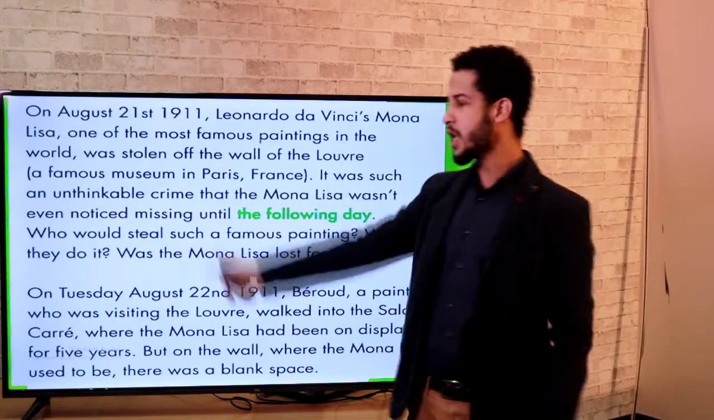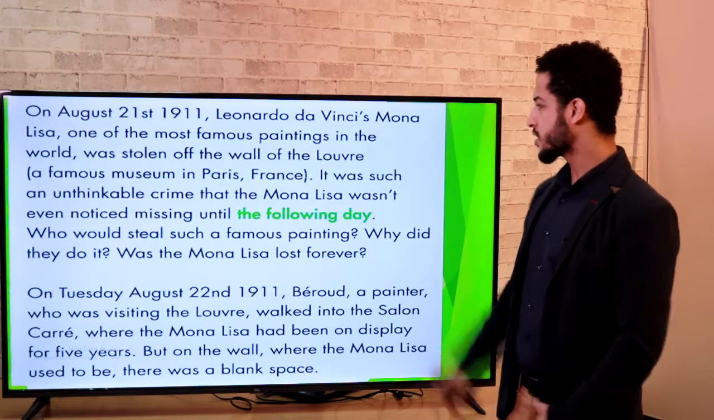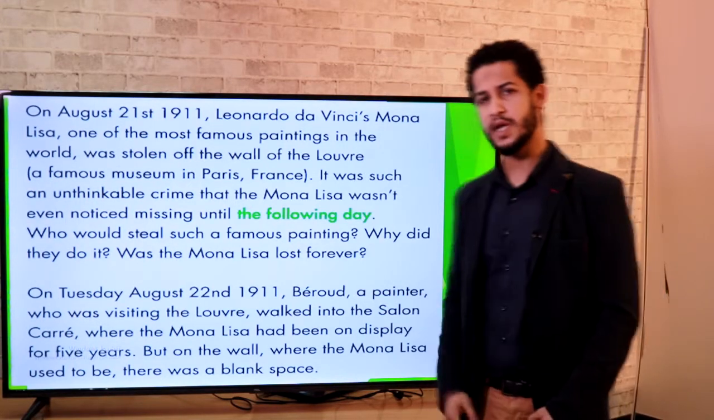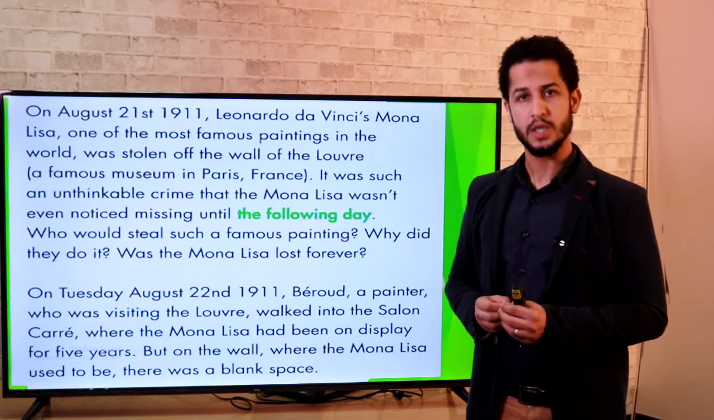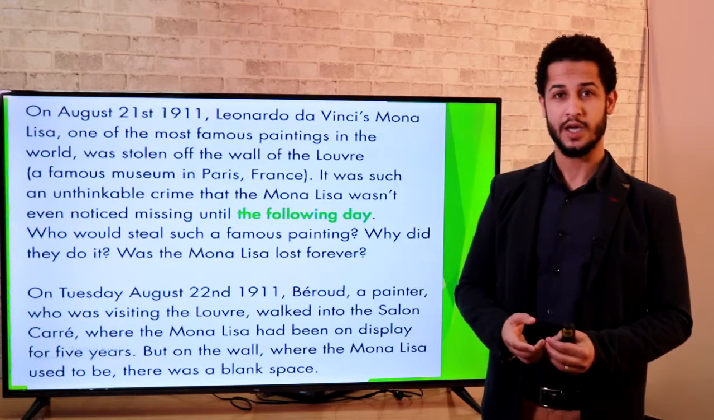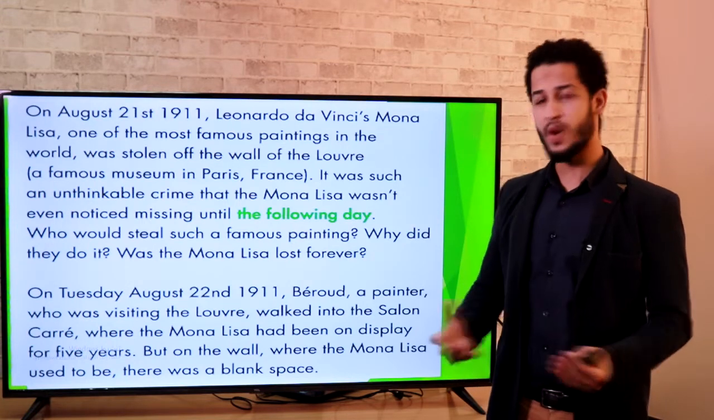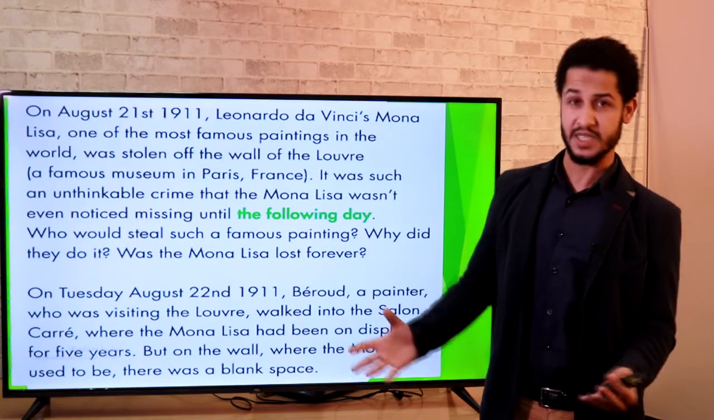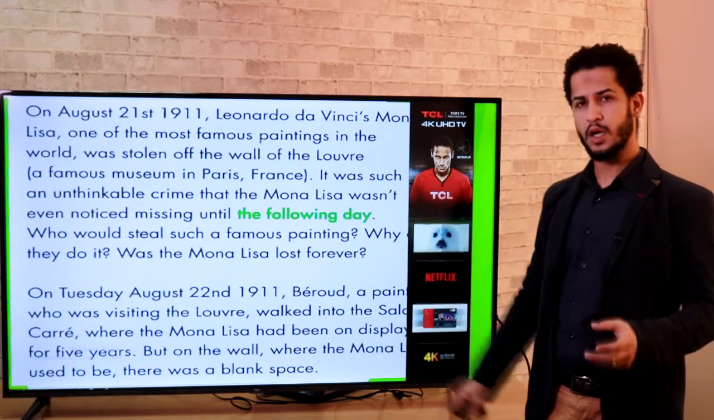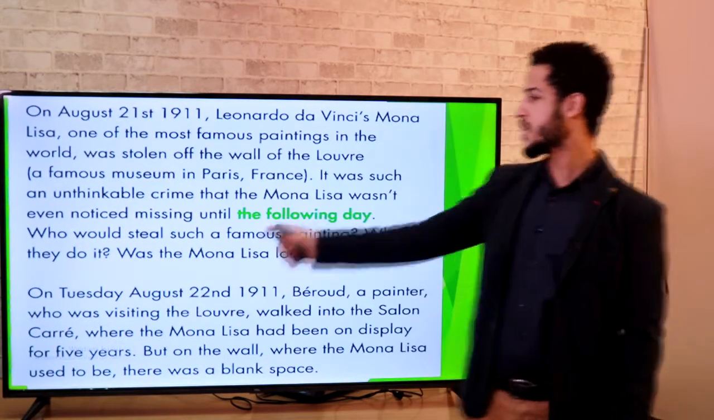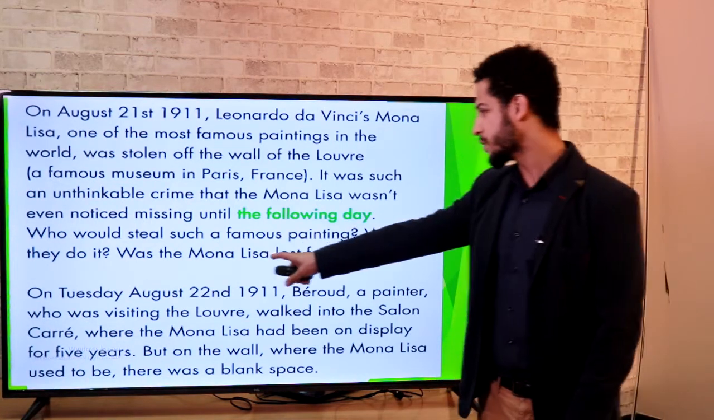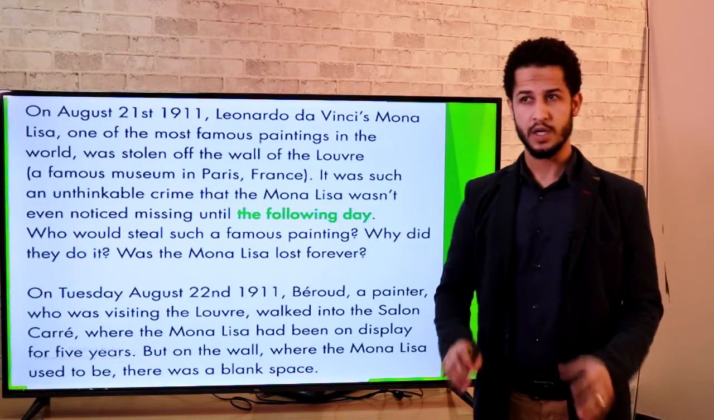It was such an unthinkable crime that the Mona Lisa wasn't even noticed missing until the following day. What does it mean? It means it was stolen, right? But no one noticed this until the following day. So a whole day, no one could see that the Mona Lisa was missing from the Louvre, okay? Who would steal such a famous painting? Why did he steal the Mona Lisa? Of course, for money, okay? Was the Mona Lisa lost forever? Can we see it again?